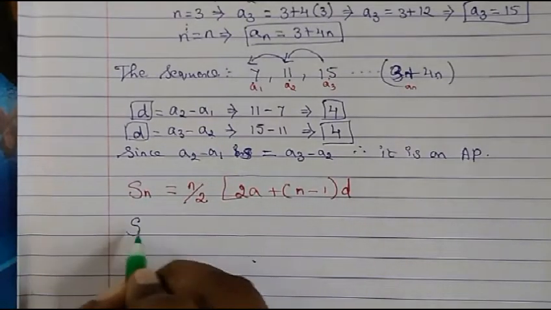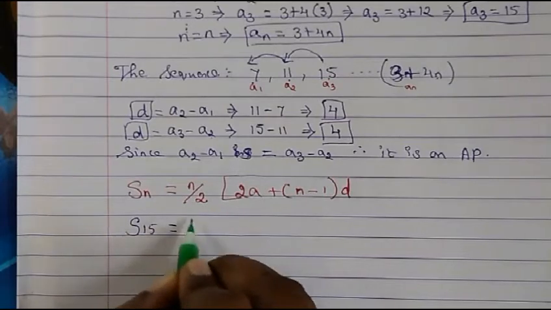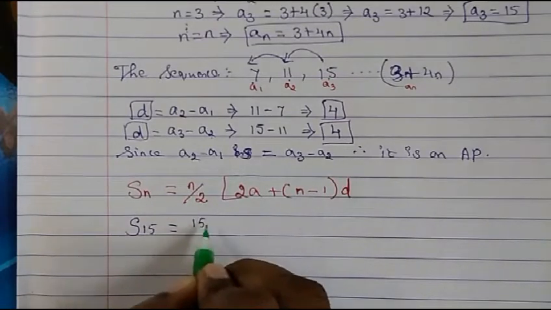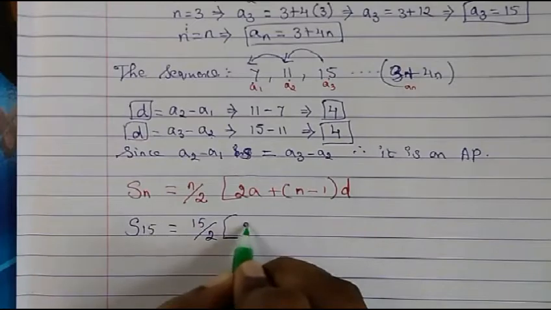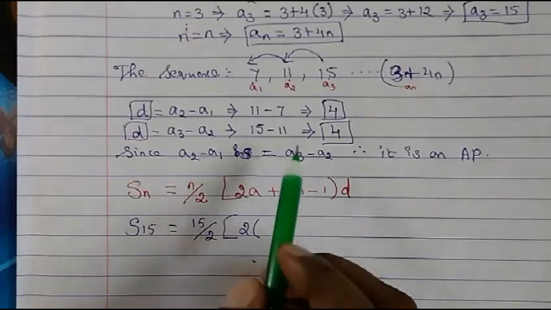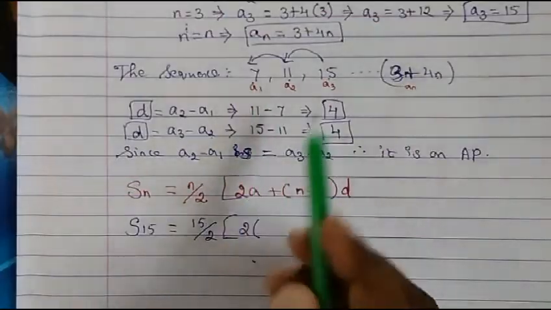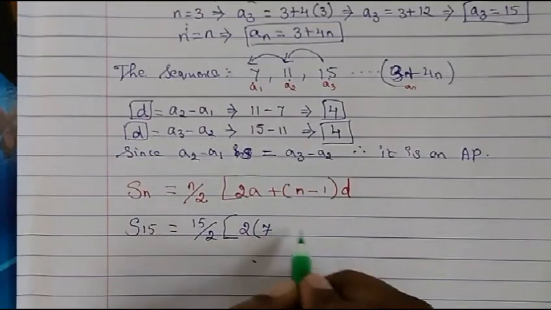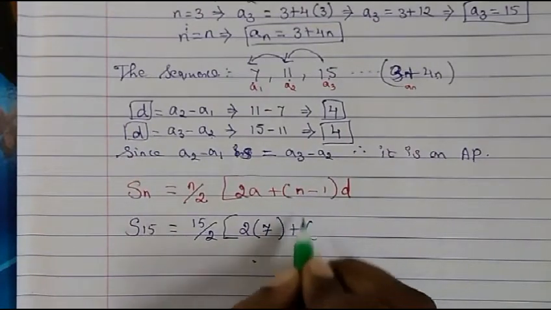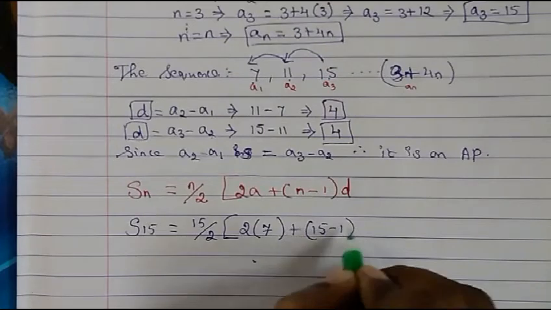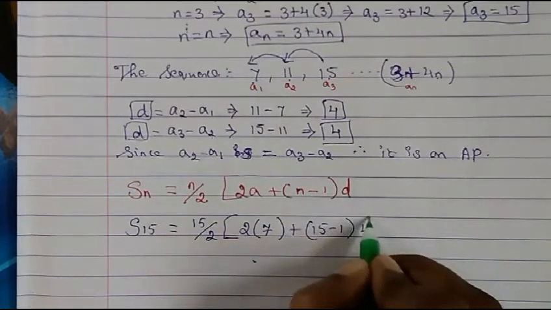So we have to find out the first 15 terms. As n is 15, S15 equals 15 upon 2 into 2a plus n minus 1 into d. We found out the first term a is 7, and n is 15, and d we found out is 4.